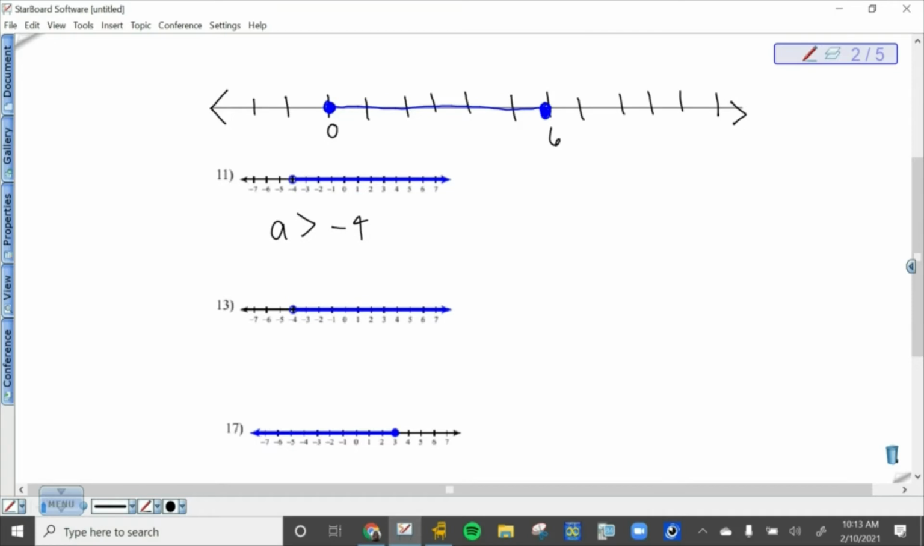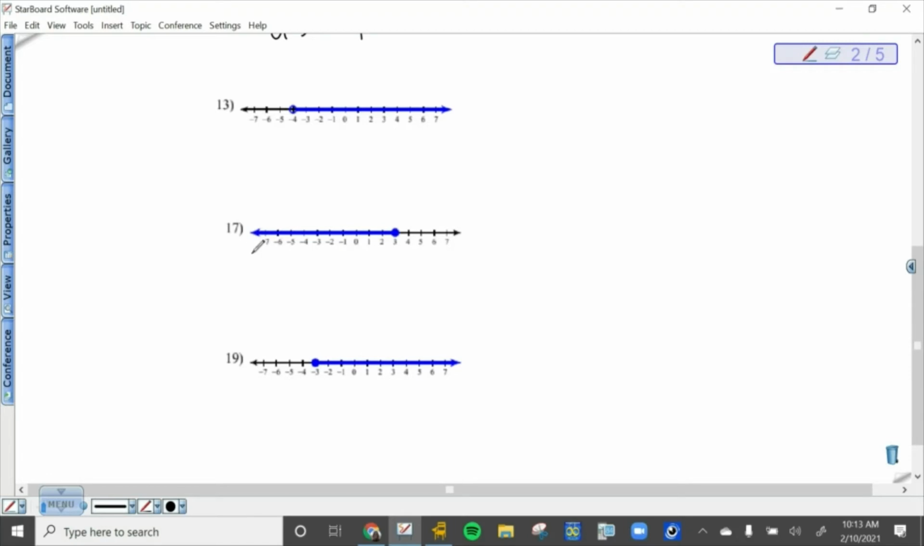Okay, we'll do one more. Not this one, because it's the exact same problem. Let's do 17. So where's our circle? 3. Okay, someone else pick a variable. J. Is the blue line showing values less than 3 or greater than 3? Less than 3. So J is less than 3. And is it less than or equal to? Less than or equal to, because it's a closed circle.